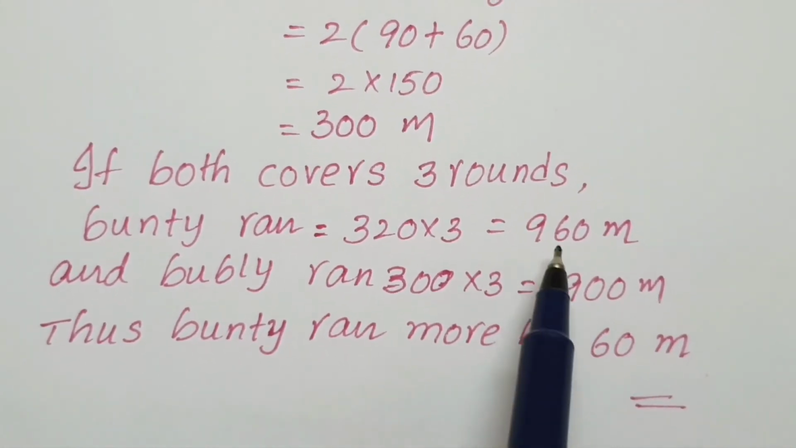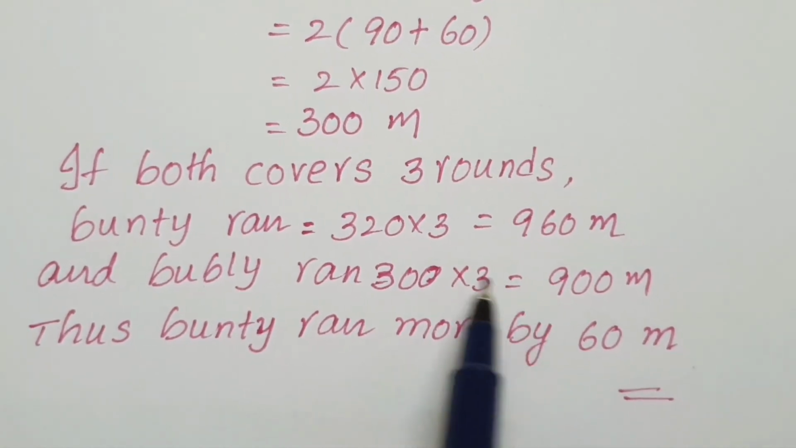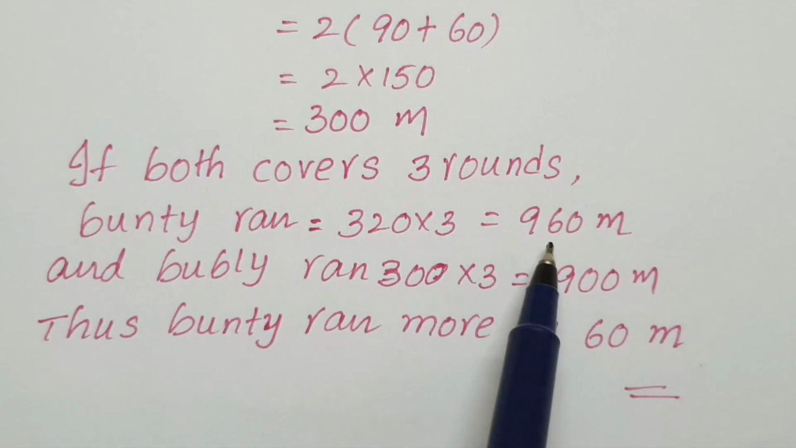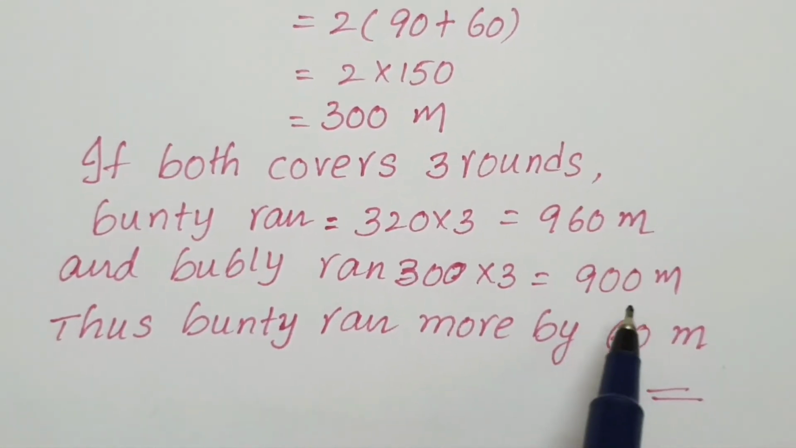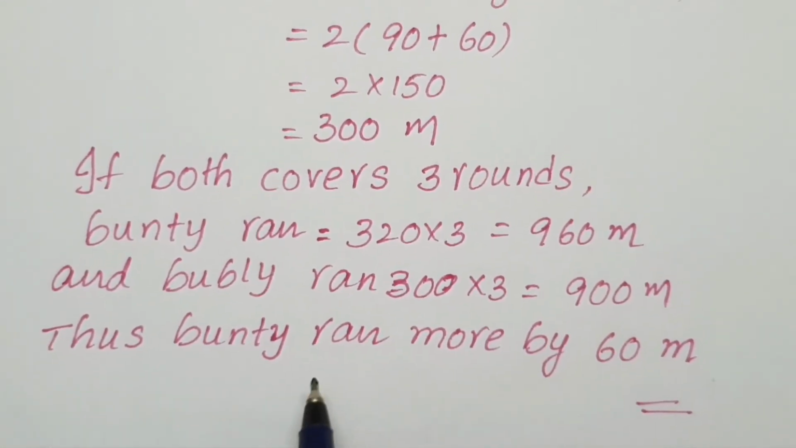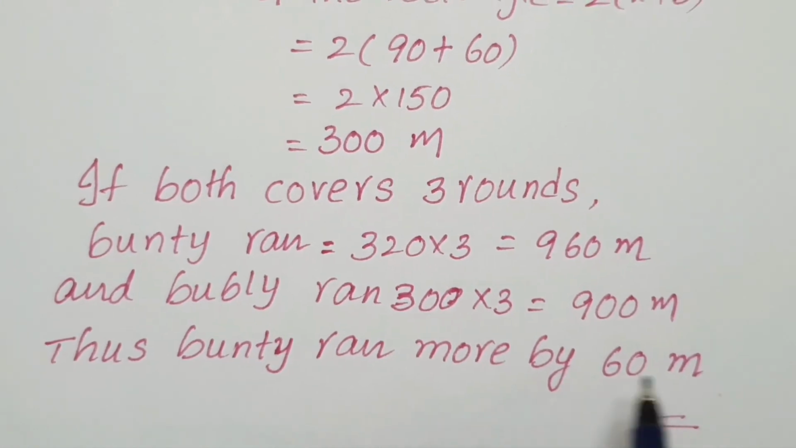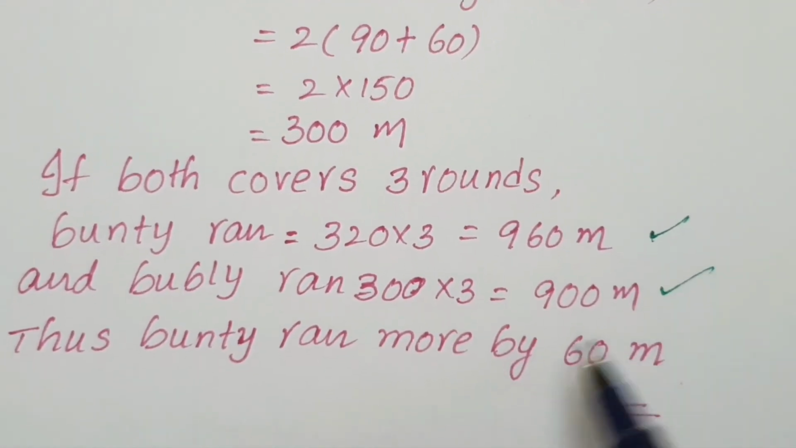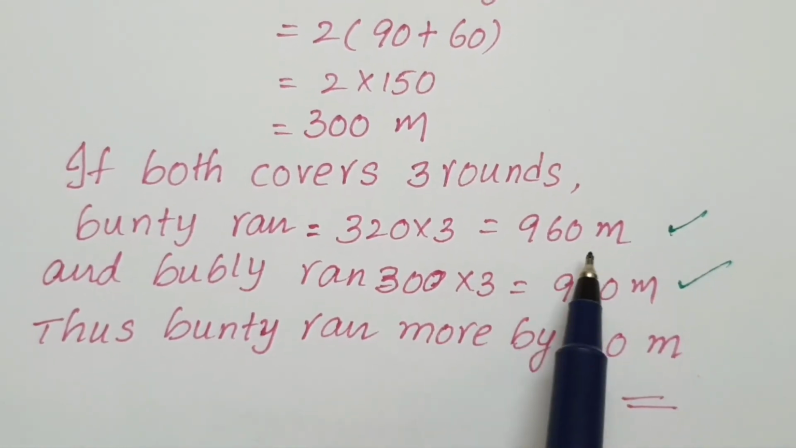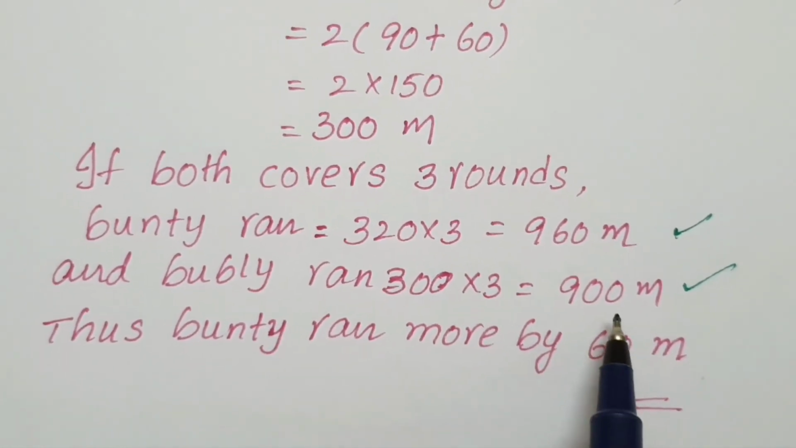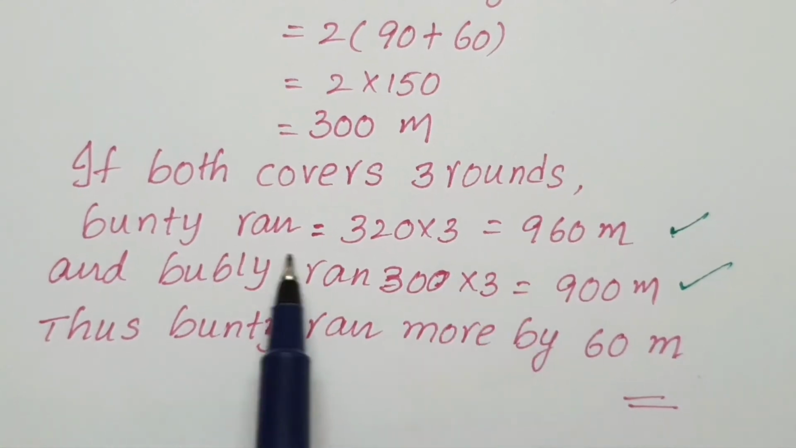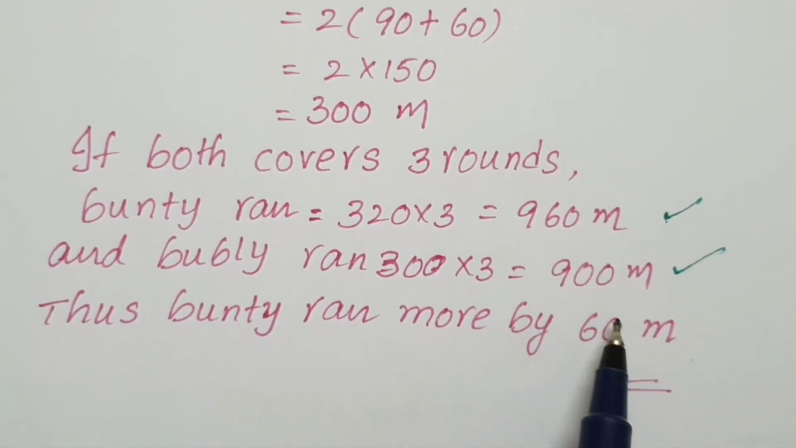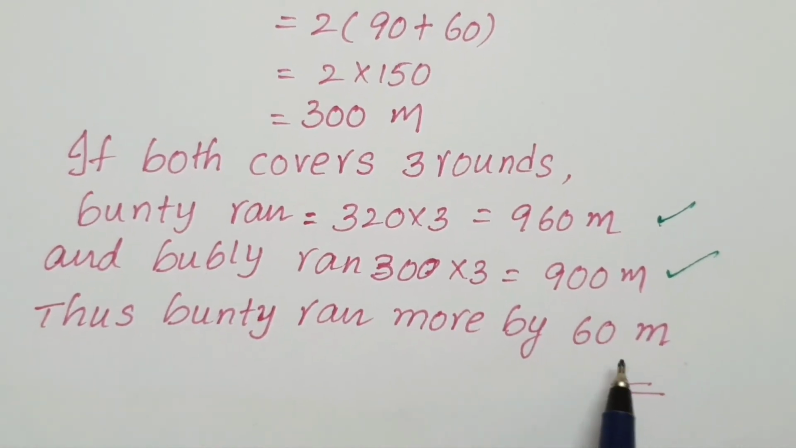Of these two measures, who will be more? Bunty is more. How much? 960 minus 900 is 60 meters. Therefore, Bunty ran more by 60 meters. Bunty 960, Bubbly 900. Bunty is more, by 60 meters.